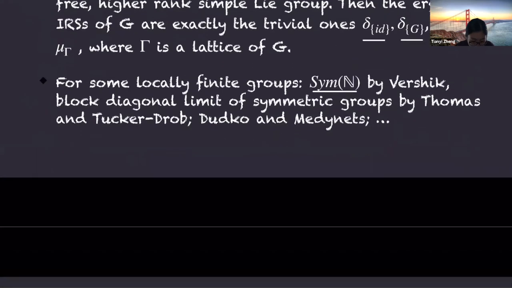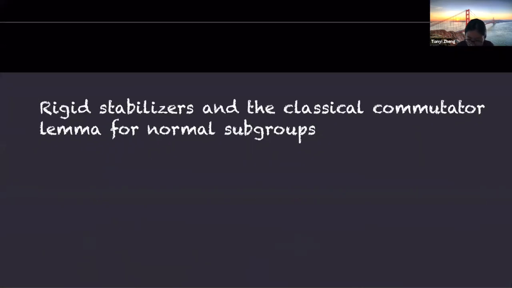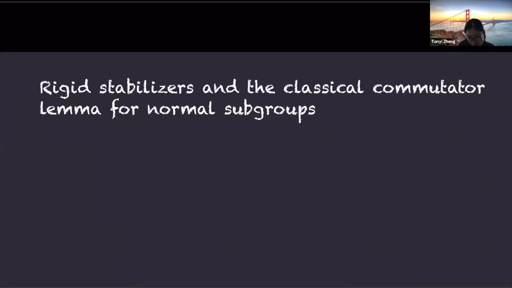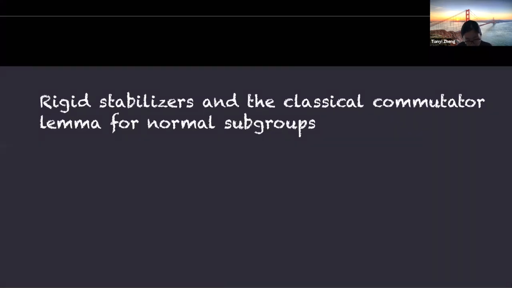So the main tool I'm going to use is what's called a commutator lemma. Also, maybe I should say first, it has been known by experts that IRSs tend to behave a lot like normal subgroups rather than arbitrary subgroups, because these invariant measures are not arbitrary objects. They tend to share some similarities with normal subgroups in many examples. And so here we also observe something very similar in that spirit.